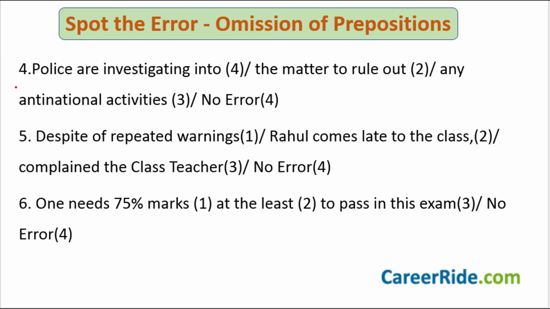Okay, so let's read the fourth sentence. Police are investigating into the matter to rule out any anti-national activities. Now when you read this sentence, are you able to locate the error yourself? Just try to find out. Police are investigating into the matter to rule out any anti-national activities. So what's actually happening in this sentence? Some incident has occurred and the police are looking into it. And they are trying to find out if there are any anti-national activities involved in this incident.